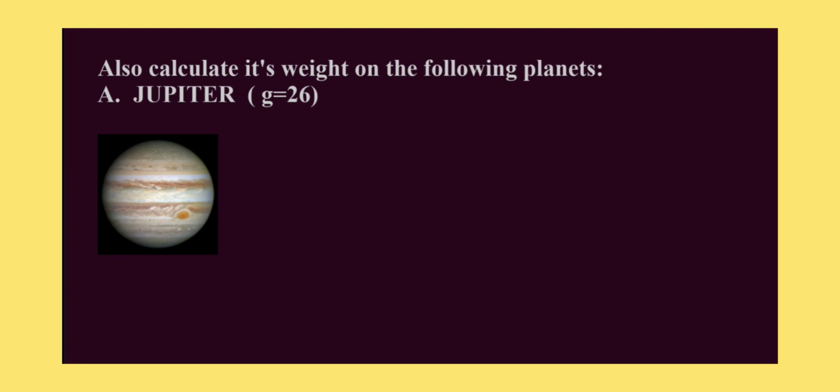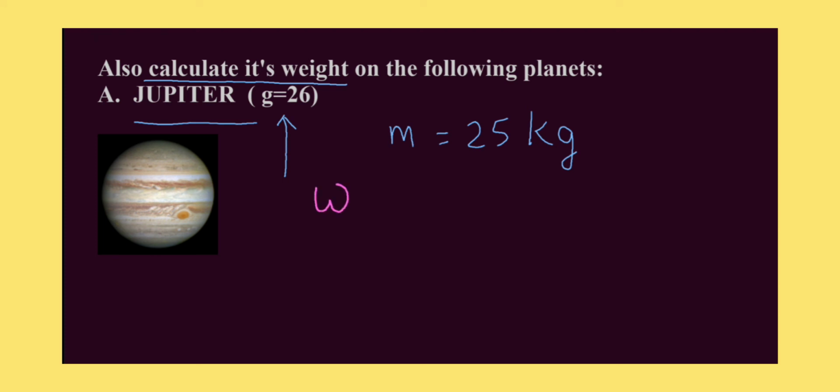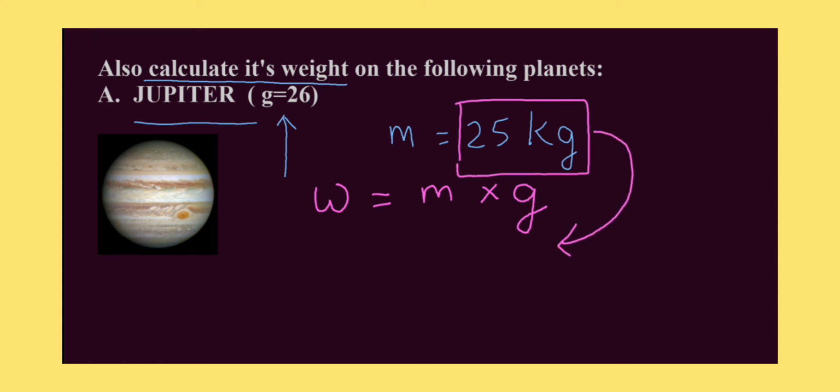In the last question, I gave the mass of a body on Earth as 25 kgs. What if you have to calculate its weight on Jupiter? Here I have given you the value of g. You know your formula very well, that is, weight is equal to mass into gravity. Can you calculate the weight of this particular body on Jupiter? You have to substitute the value and write me your answer in the comment box.